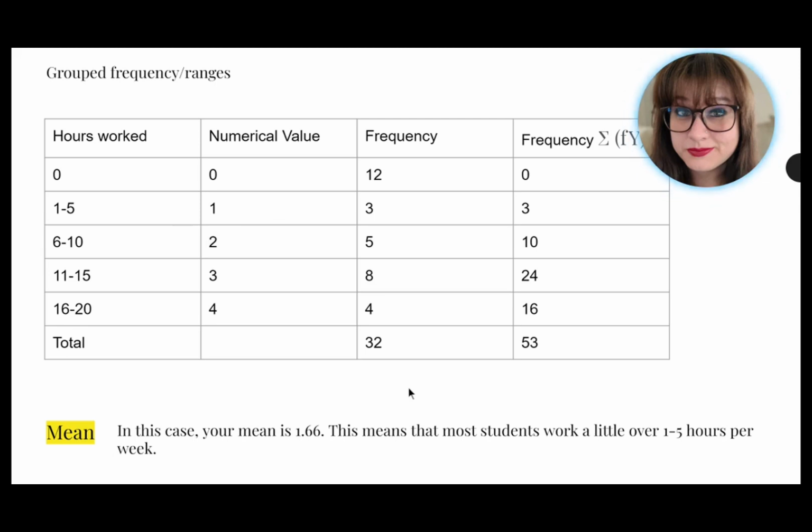So really you could say that most students work within the range of 1.5 per week, but they probably work a little bit more than that range because that's essentially what it's telling you, right? Based off of this mean. So that's how you would calculate some sort of grouped frequencies or ranges that you have here.